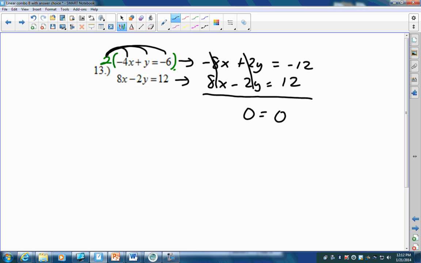When this happens, when 0 equals 0, everything cancels out. This is infinitely many solutions. It means that they are the same line. That's what that means. All right, so that means that everything is the same. That's why it canceled out.